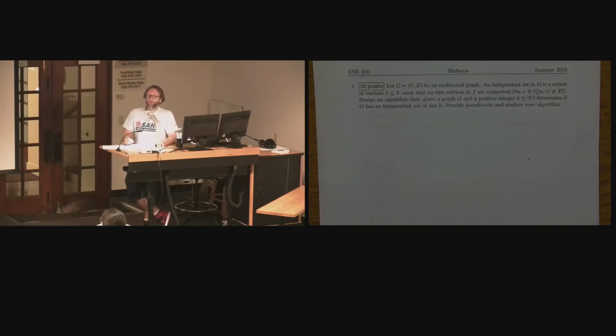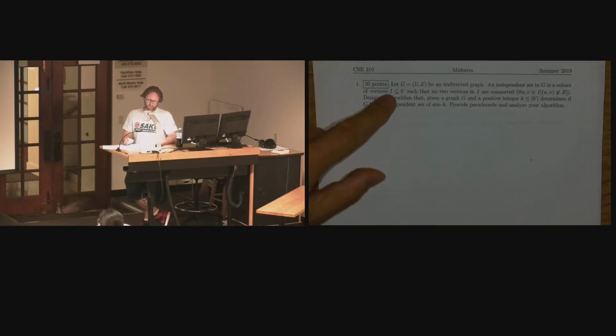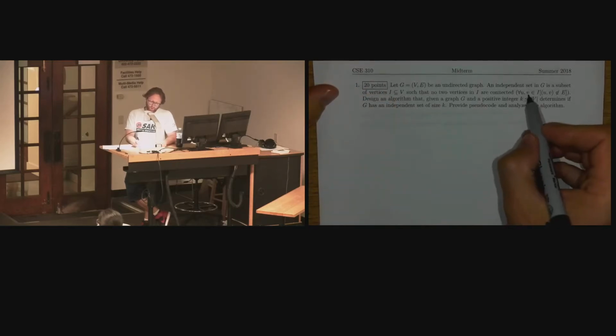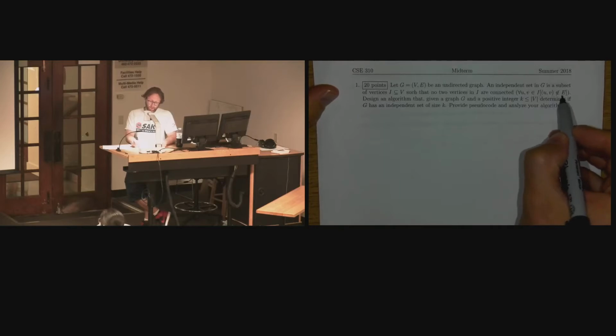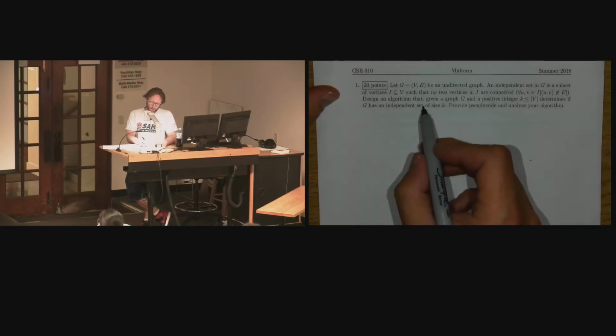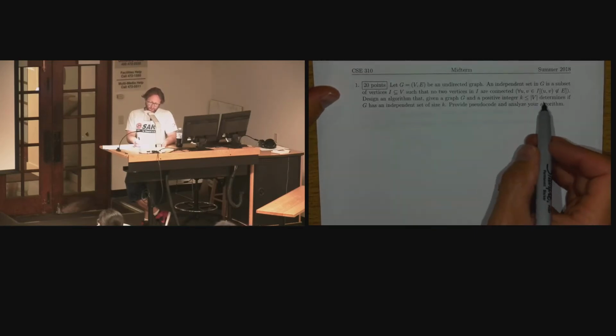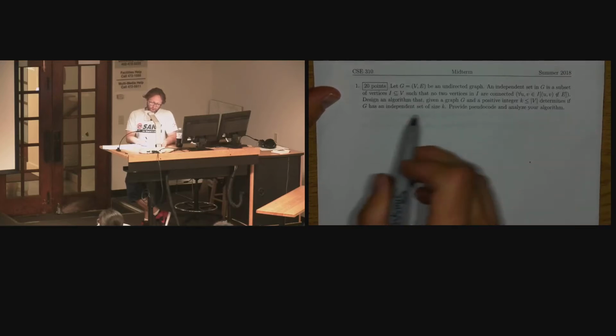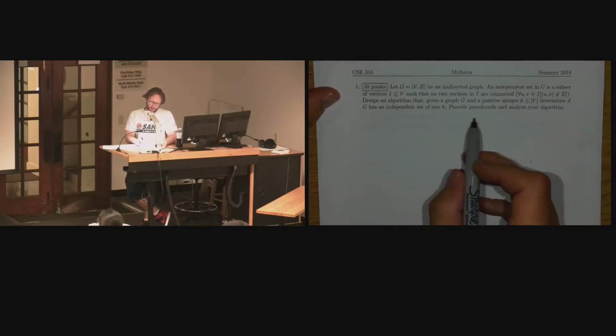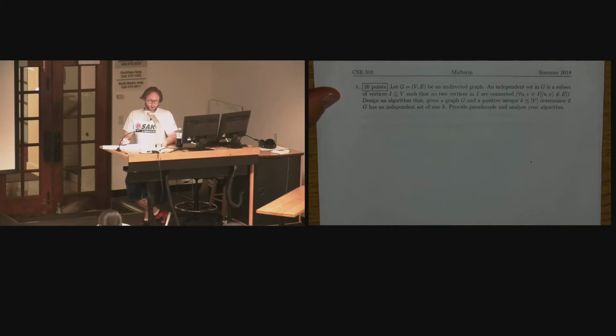Let G be an undirected graph. An independent set in G is a subset of vertices, called I, such that no two vertices in I are connected. In other words, there's no edge between any of the vertices in this independent set. They're completely disconnected. Design an algorithm that, given a graph G and a positive integer k, less than or equal to the size of V, determines if G has an independent set of size k. Provide pseudocode and provide an analysis of your algorithm.